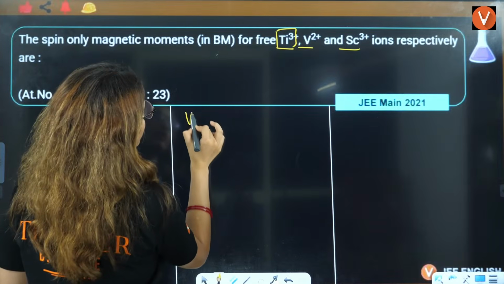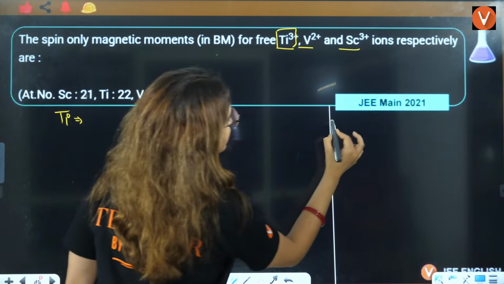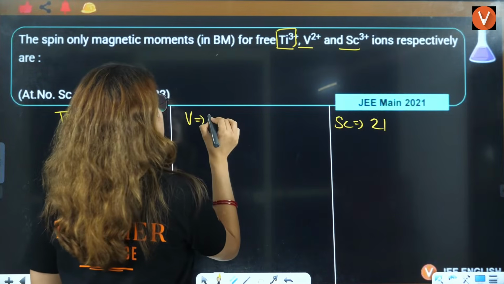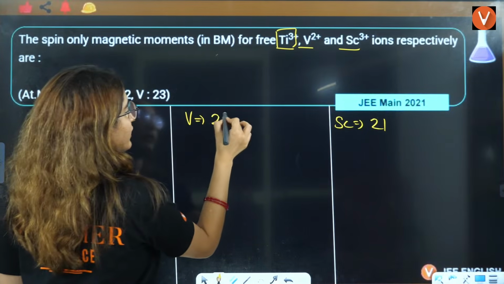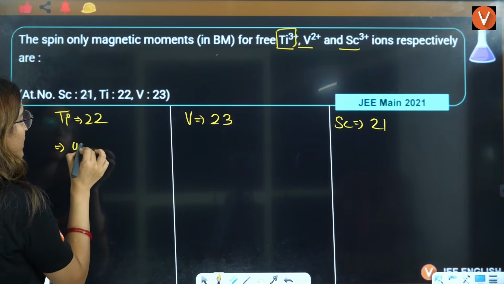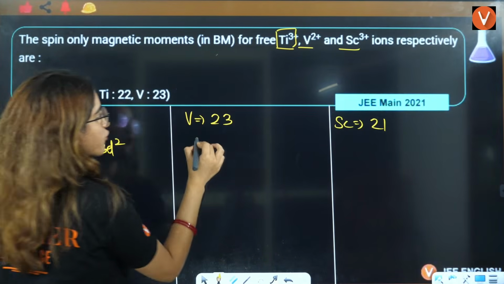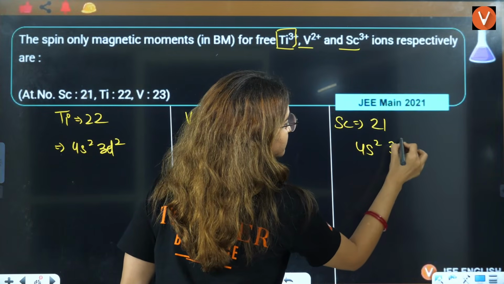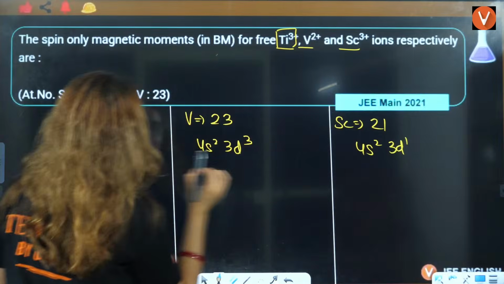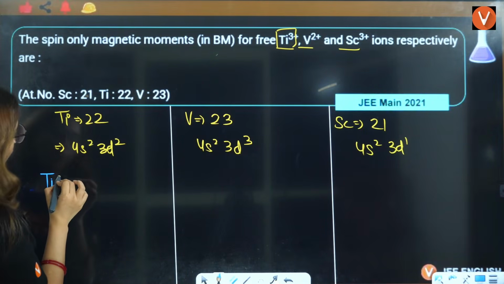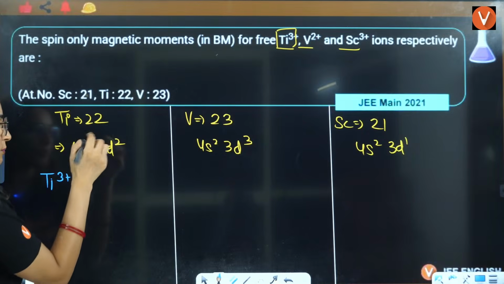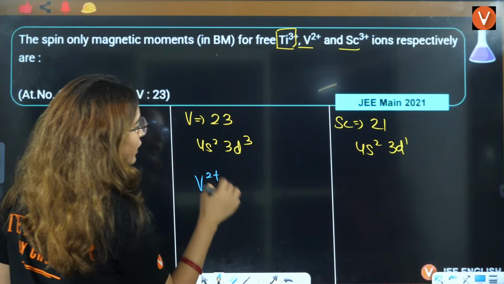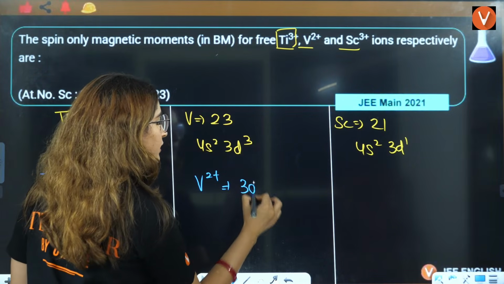Titanium, first thing you need to do, if you know the electronic configuration, you can easily solve this. See, this is 21, this is 22, this is 23. So here it is nothing but 4s2 3d2, this is 4s2 3d3, this is 4s2 3d1. Electronic configuration. Titanium 3 positive is, you take out 3 electrons, 2 from here, 1 from here, it is 3d1. Vanadium 2 positive is, you take out 2 electrons from here, it will be 3d3.